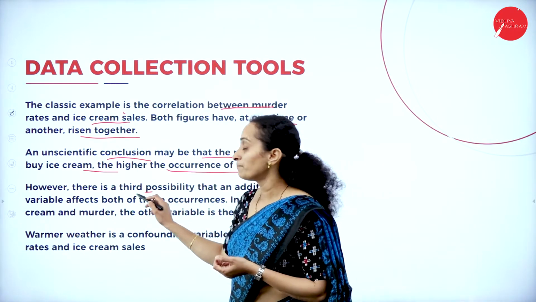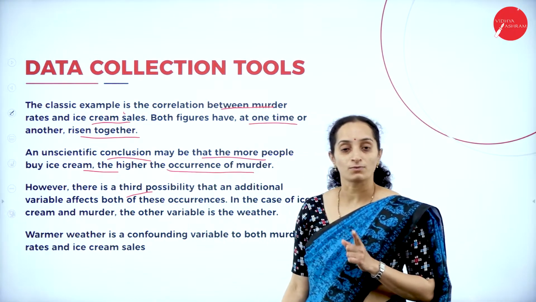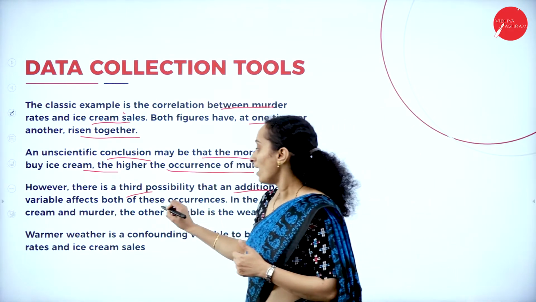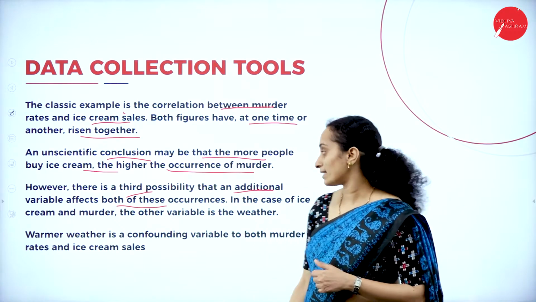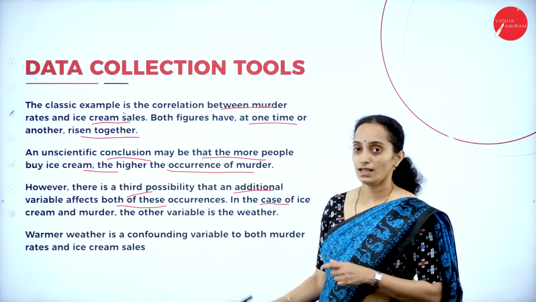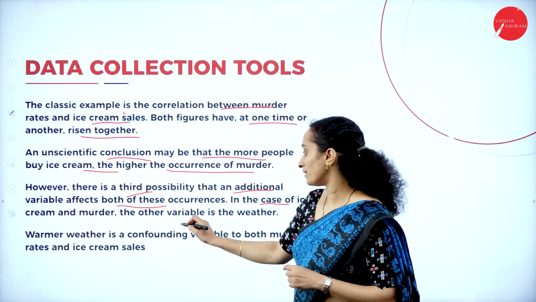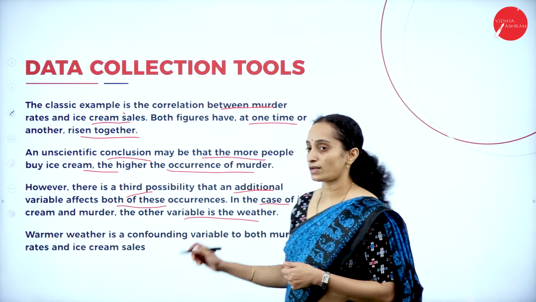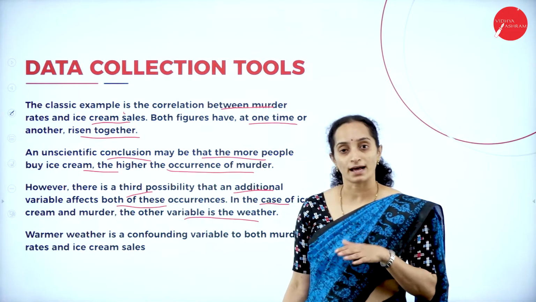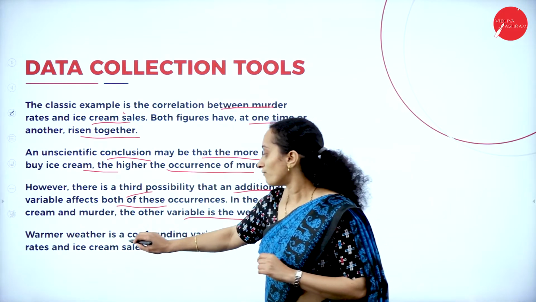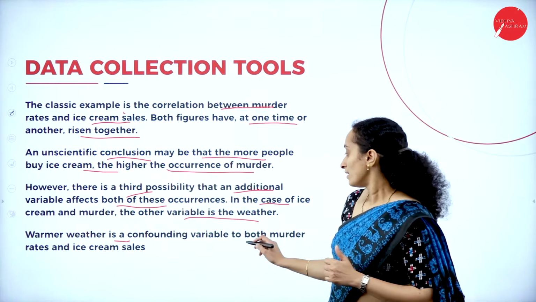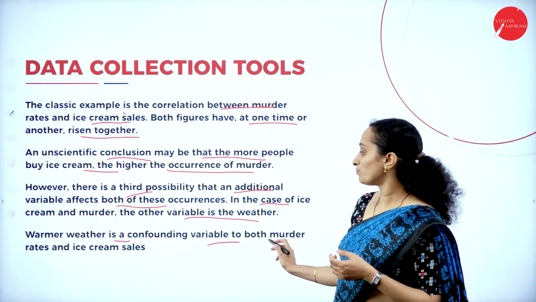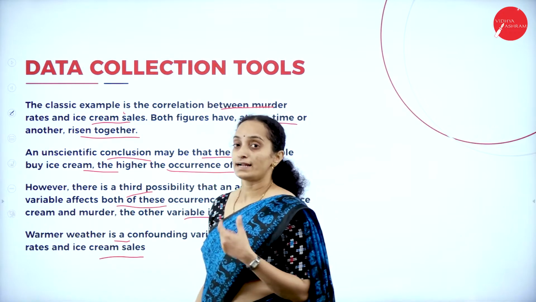However, there is a third possibility. What is the possibility? That an additional variable affects both of these occurrences. Okay. In the above example, the other variable is the weather. What is the conclusion now? When you have added another parameter, weather, the warmer weather is a confusing variable or confounding variable to both murder rates and ice cream sales.